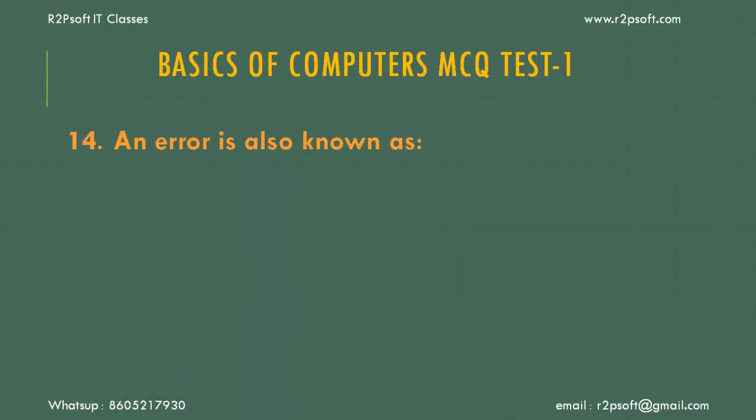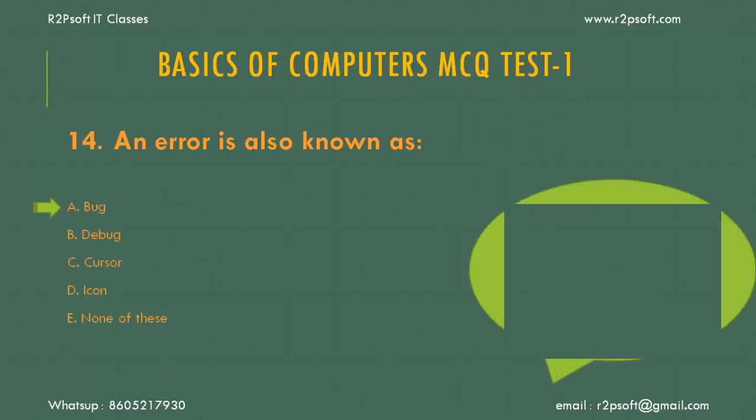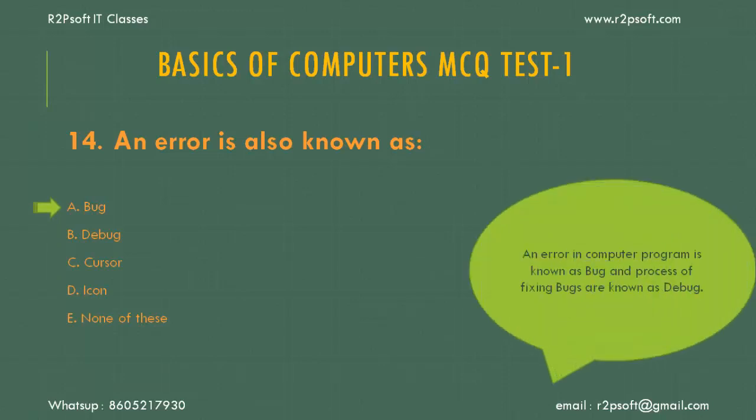14. An error is also known as A. Bug, B. Debug, C. Cursor, D. Icon, E. None of these. Answer is A. Bug. Friends, an error in a computer program is known as a bug, and the process of fixing bugs is known as debugging.